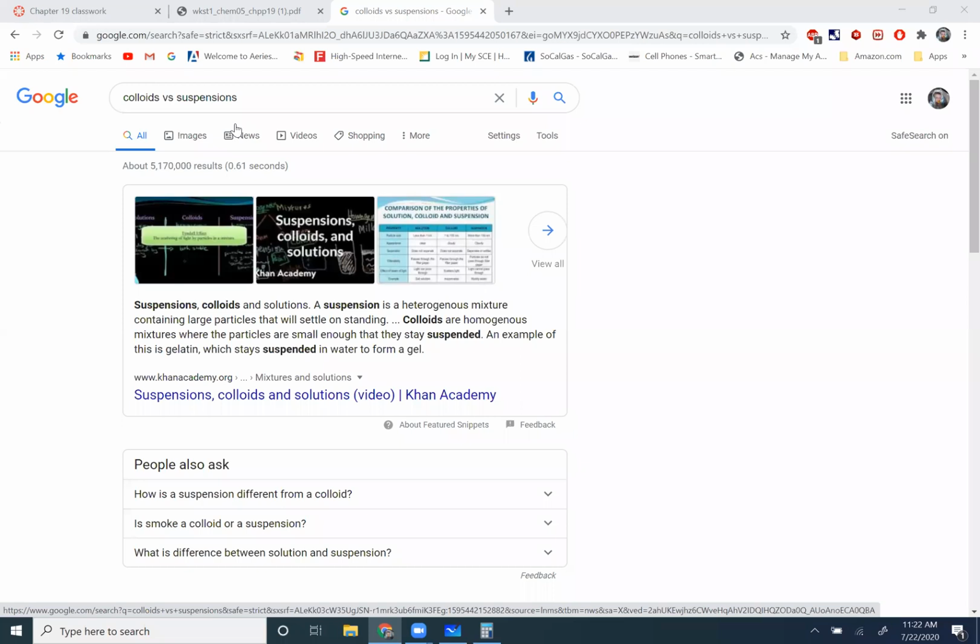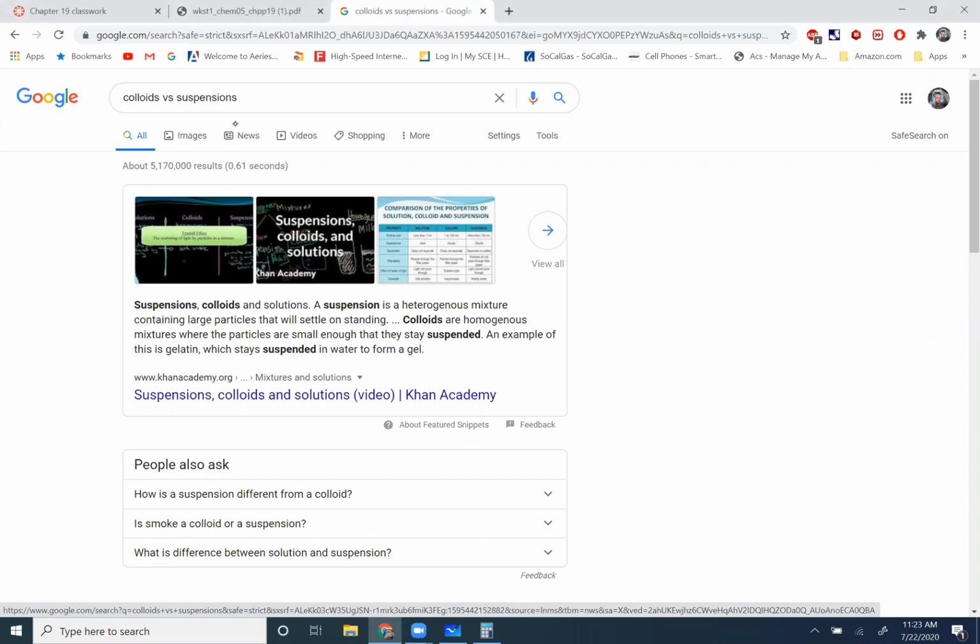You can also think of it in terms of the speed at which it causes them to separate. Milk sits in your fridge for a very long time, and so we call that a colloid. But if you took sand and water and shook it up, for a little while everything's mixed together, but the sand quickly falls to the bottom, and so that's why we call it a suspension. It's just kind of momentarily suspended.